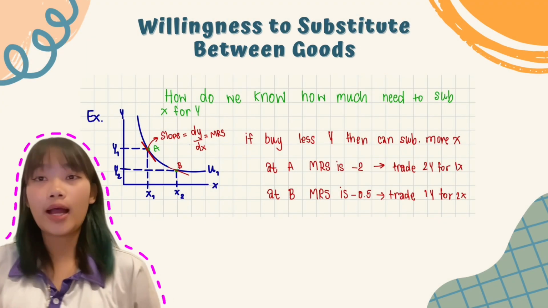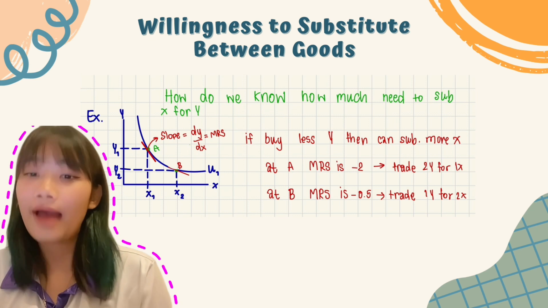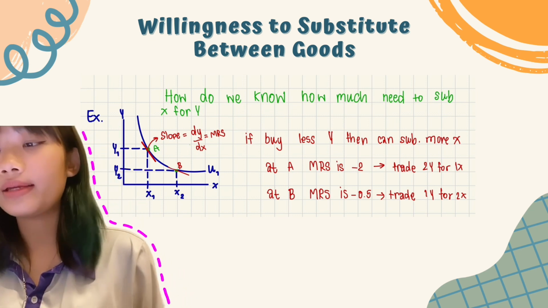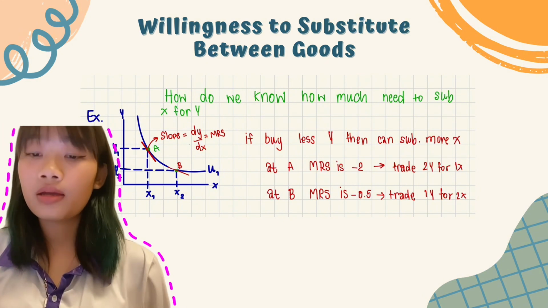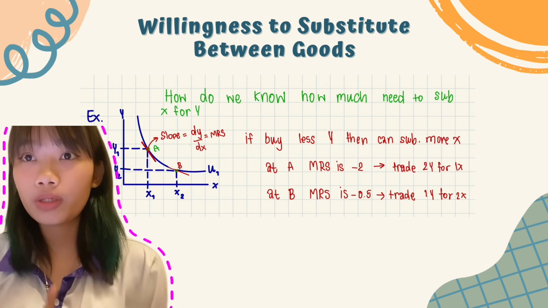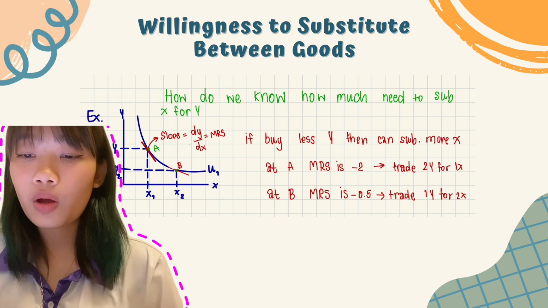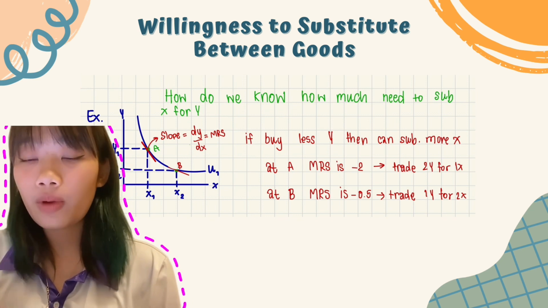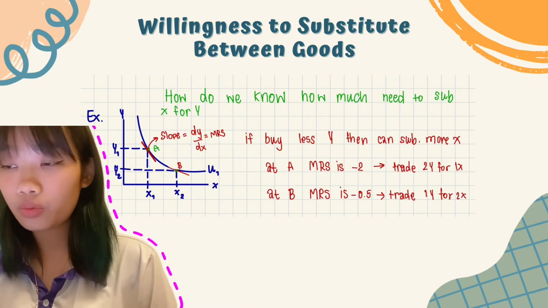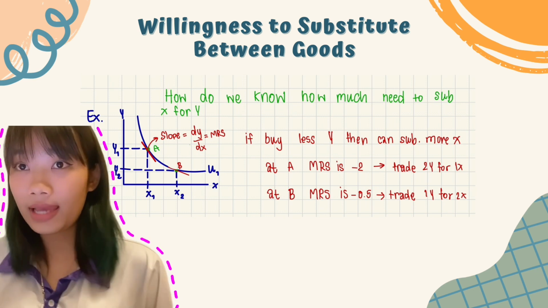So how do we know how much she needs to substitute X for Y? We can see in the graph. If we buy less Y, then we can substitute more X. You can see that at point A the slope, dy over dx, is equal to MRS. At point A, we have y1 and x1 and MRS is equal to minus 2. So it means she would take 2y for 1x.